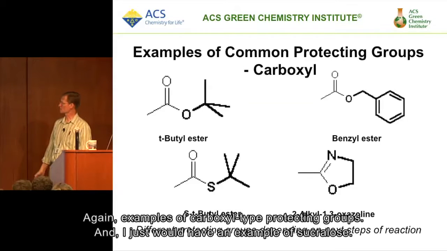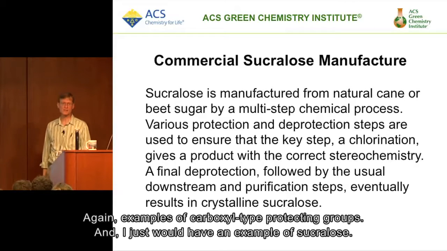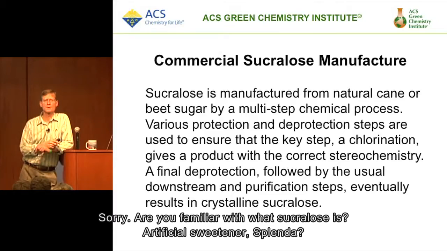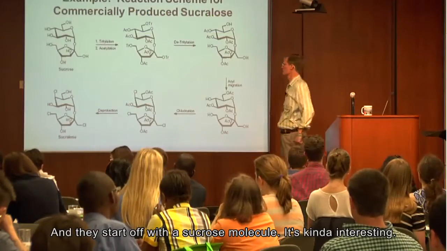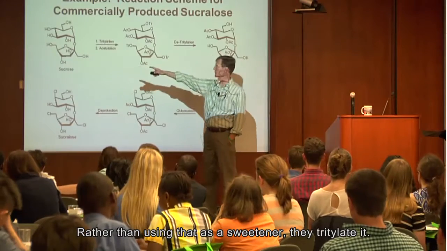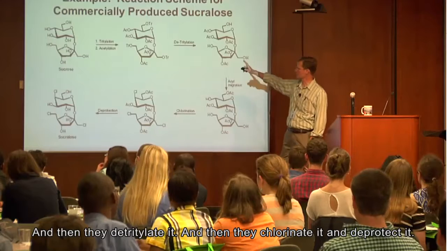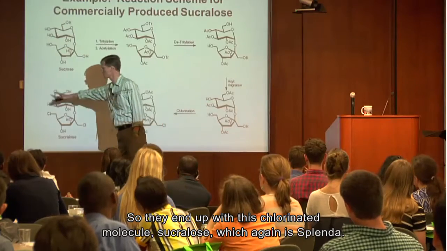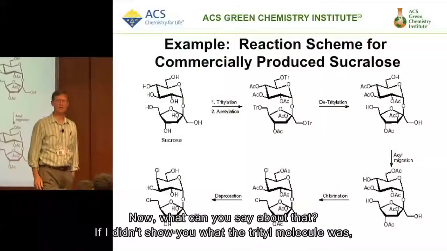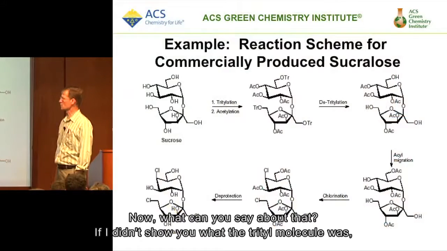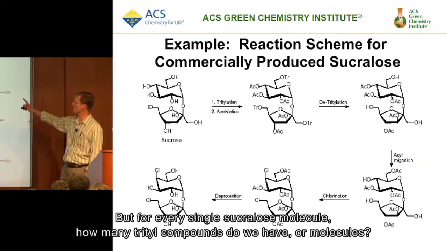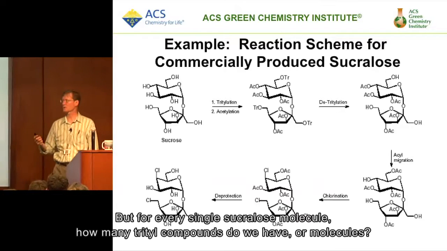Again, examples of carboxyl type protecting groups, and I just have an example of sucralose. So are you familiar with what sucralose is? Artificial sweetener, Splenda. And they start out with a sucrose molecule. It's kind of interesting. Rather than using that as a sweetener, they tritylate it, and then they detritylate it, and they chlorinate it, and then they deprotect it. So they end up with this chlorinated molecule, sucralose, which again is Splenda. Now, what can you say about that? If I didn't show you what the trityl molecule was, you might suspect that it's got some problems. But for every single sucralose molecule, how many trityl compounds do we have, or molecules?